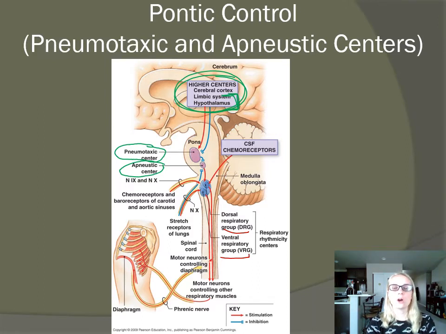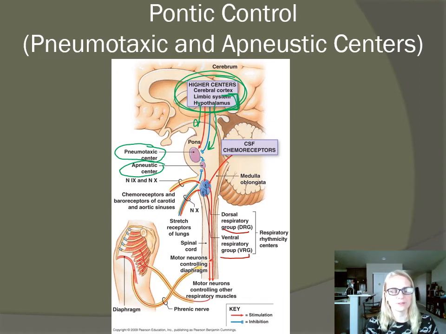All right, so if we have stimulus coming from our higher centers, following that red arrow right here, if those stimulate the pneumotaxic, that's going to lead to a slower output of the DRG, right? Because if we stimulate the pneumotaxic, it's inhibiting the apneustic, which inhibits the DRG. If we have an inhibitory signal from the higher centers, if we inhibit the pneumotaxic, it's no longer inhibiting the apneustic, which in turn stimulates the DRG.